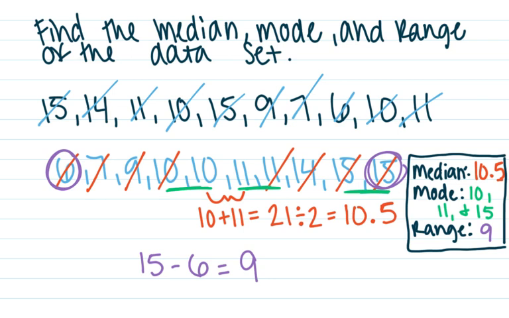So again, each one is slightly different, but they all tell you something about your data. The median and the mode tell you some of those central numbers about your data, while the range tells you how spread out your data is. It's a measure of spread.